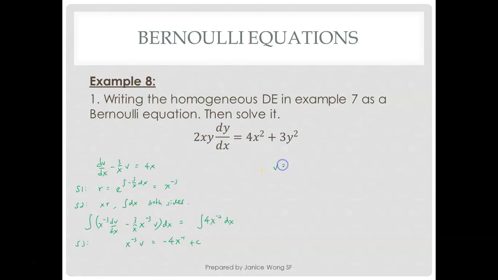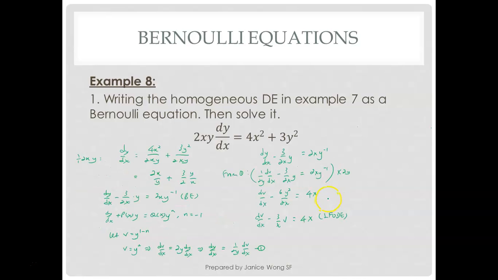Move on, write v as the subject. v will be negative 4x squared plus cx cubed. What is v initially? It is y squared equals negative 4x squared plus cx cubed. We have got the solution. This is the implicit form.